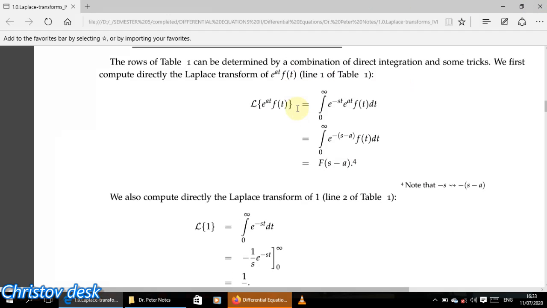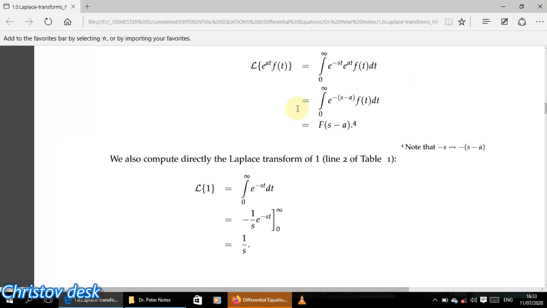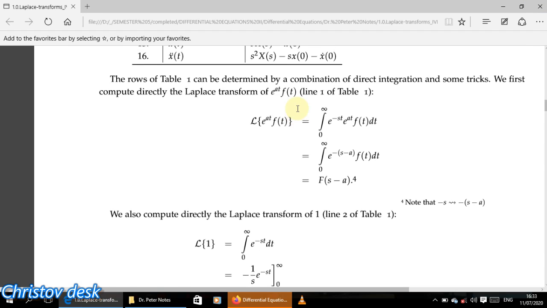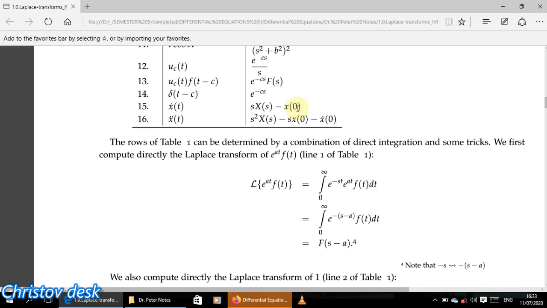That is basically how you can take the forward transforms. So we'll look at a typical example. This is a table, and then we'll go through and look at some typical examples.